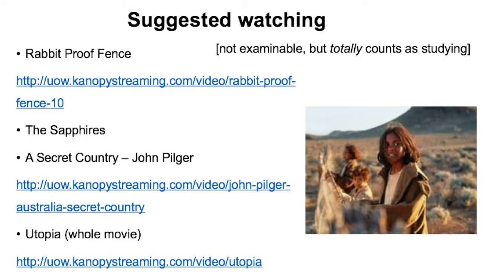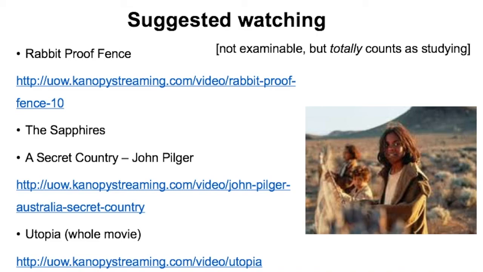So some suggested watching. It's not examinable, but it totally counts as study. So you've got Rabbit Proof Fence, and when I upload these notes to Moodle, you'll be able to click on these links. The Sapphires is another really good movie. It looks into that stolen generation theme and the racism that continues.